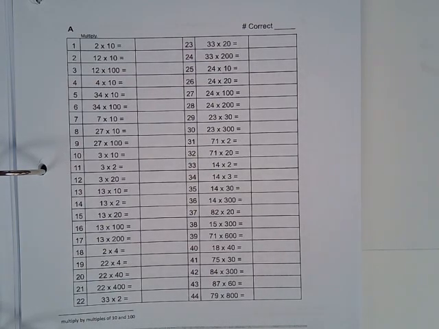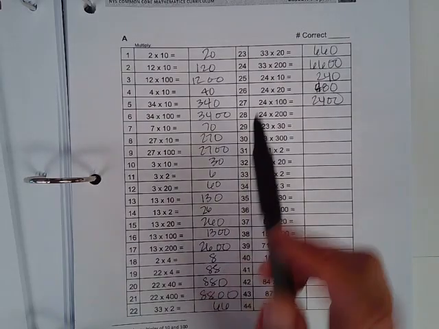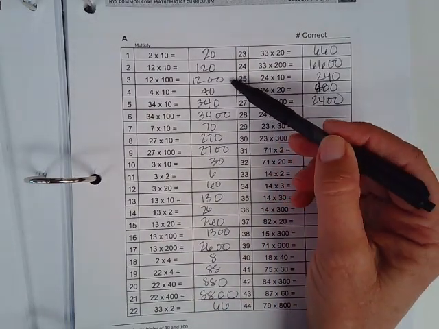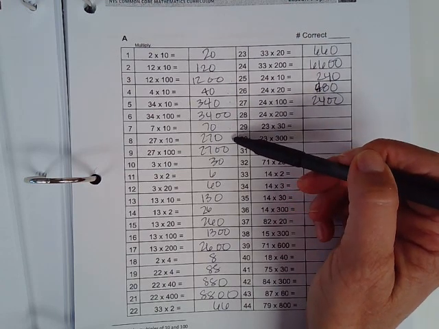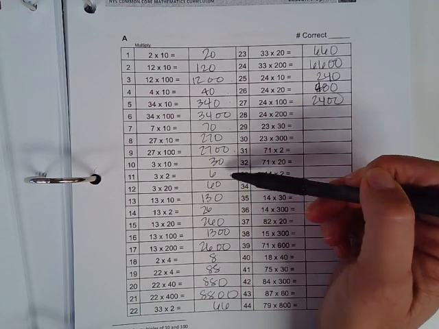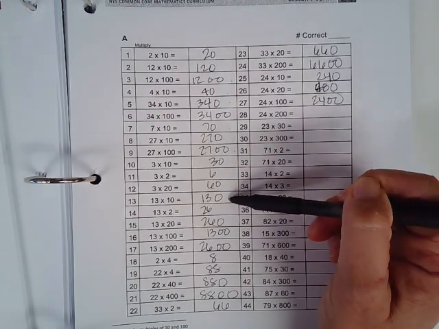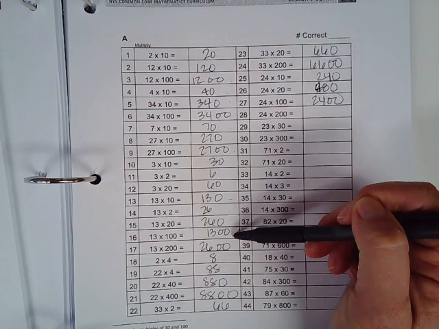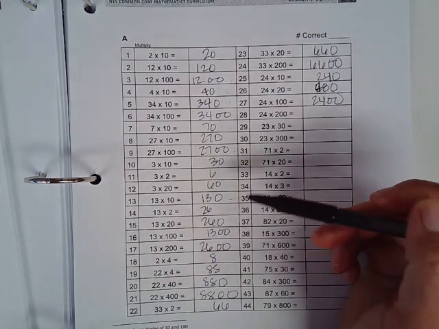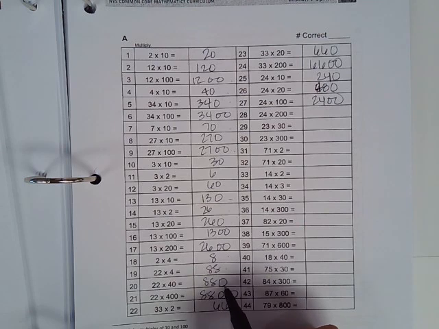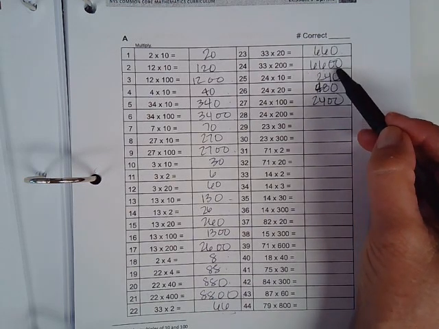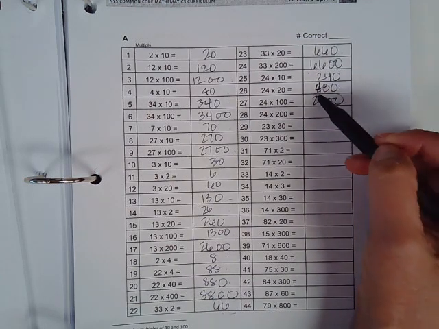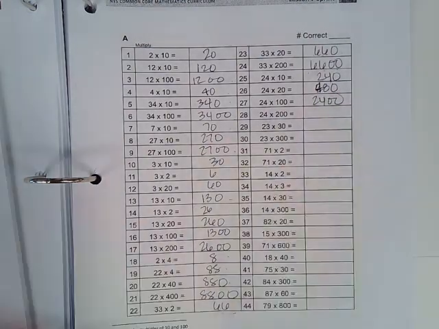1, 2, ready, go. All right, 20, 120, 1200, 40, 340, 3400, 70, 270, 2700, 30, 6, 60, 130, 26, 260, 1300, 2600, 8, 88, 880, 8800, 66, 660, 6600, 240, 4800, 2400.